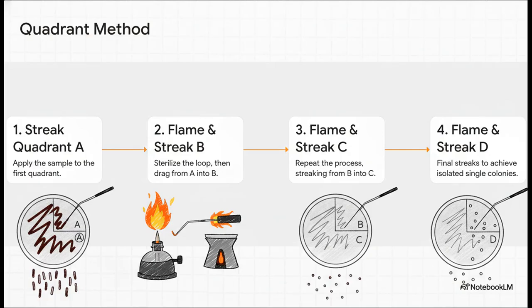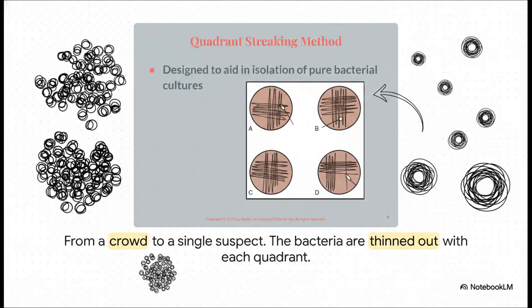So how do you do it? It's a technique called the quadrant streak method. You start by taking your sample and streaking it pretty heavily in one corner of the plate. We'll call that quadrant A. Then, and this is the most important part, you flame your loop to sterilize it completely. Then you drag just a little bit from A into quadrant B, thinning it out. Flame the loop again. Drag from B into C. Flame it one last time, and then drag from C into the final quadrant, D. With each step, you're just diluting and diluting the sample. And you can see the result perfectly right here.